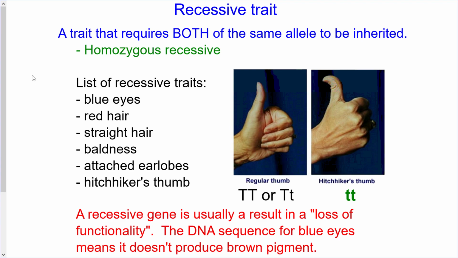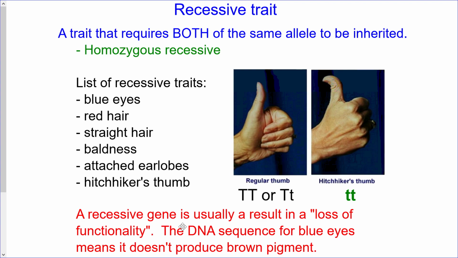Recessive alleles. Now, these are traits that require both of the same allele to be inherited. They are homozygous recessive. That's the only genotype that would allow you to have a recessive phenotype. Blue eyes, red hair, straight hair, baldness, attached earlobes, hitchhiker's thumb. These are all examples of recessive traits because of some lack of functionality.